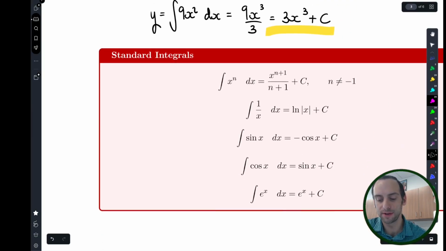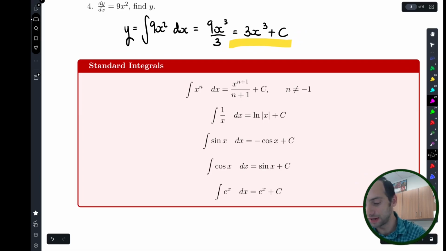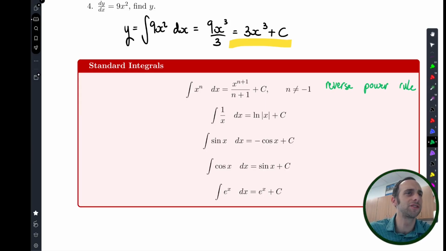Okay, now in the IB formula booklet, we are given a bunch of standard integrals, which should kind of get familiar to us as we do more problems. Okay? The first one is exactly what we've been using. Okay, it's the integral of x to the n. This is what we've been calling reverse power rule. Okay, and we said earlier this is good as long as the exponent is not -1.